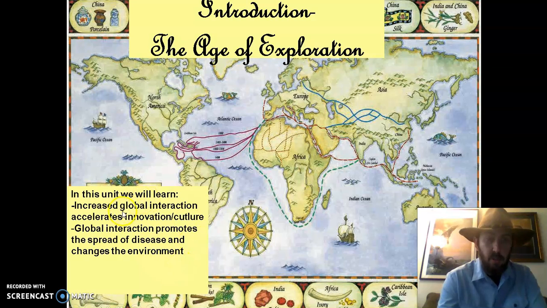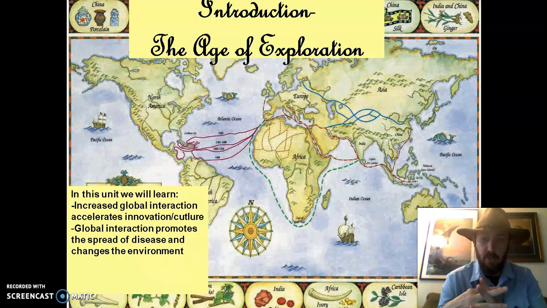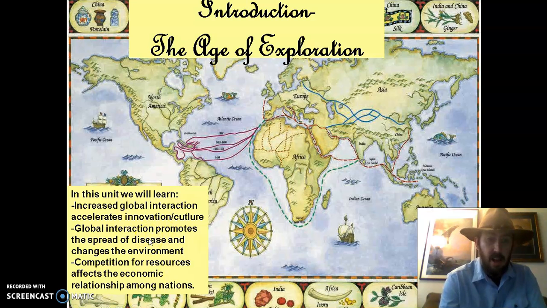So in this unit, we'll learn about increased global interactions. We spent this school year learning about Europe, and then learning about the Middle East, and then learning about Africa, and then now with increased travel, the world's going to start to come together. Increased global interaction accelerates innovation in cultures. Global interaction promotes the spread of disease as well, so a more connected world is not always a good thing. And competition for resources affects economic relationships between nations.